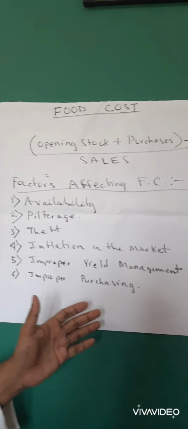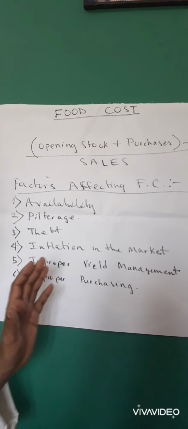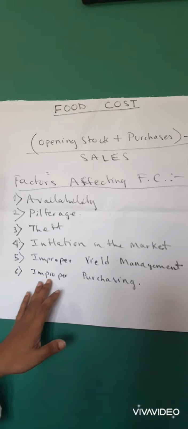So that is about yield management, to understand the optimum uses of each ingredient which you are using in preparation of the dish. The last one is improper purchasing. Well, what is improper purchasing? In an organization, if it is classified, there are two types of purchasing which happens.